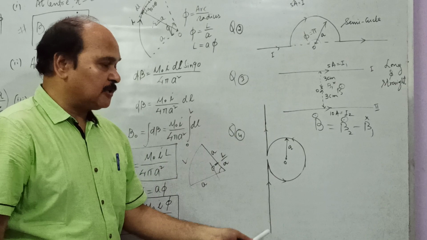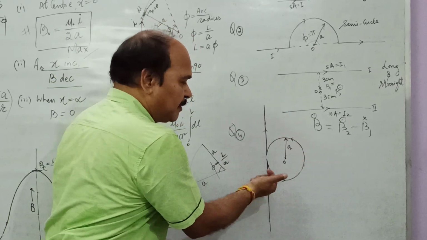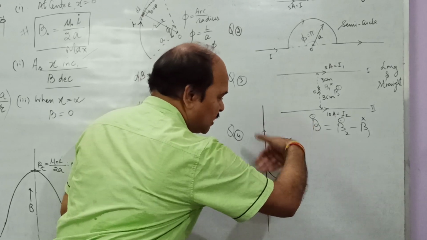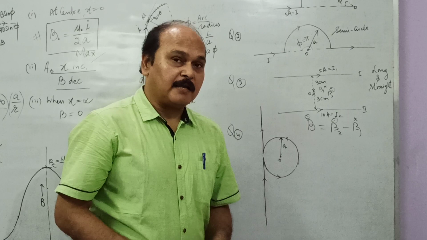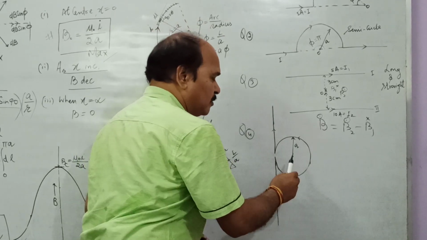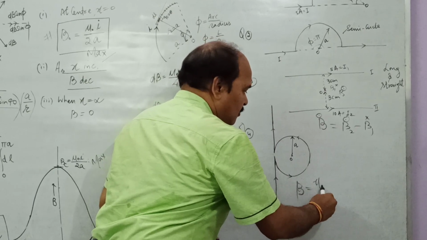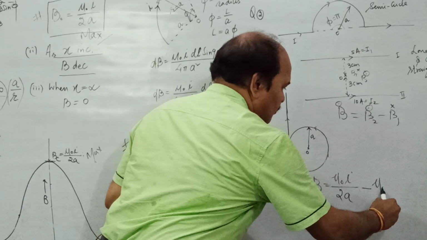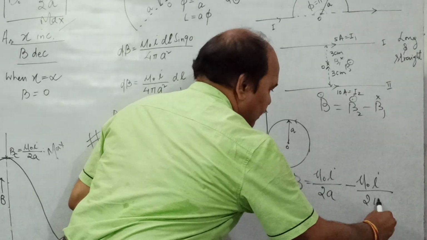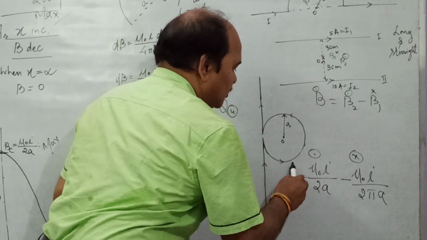So magnetic field because of the straight wire is what? Mu naught I upon 2 pi a, and that would be cross. And magnetic field because of this circle would be dot, and the value would be mu naught I upon 2a. So magnetic field at point O would be mu naught I upon 2a minus mu naught I upon 2 pi a. This one is cross and this one is dot. Then the net magnetic field is going to be dot.